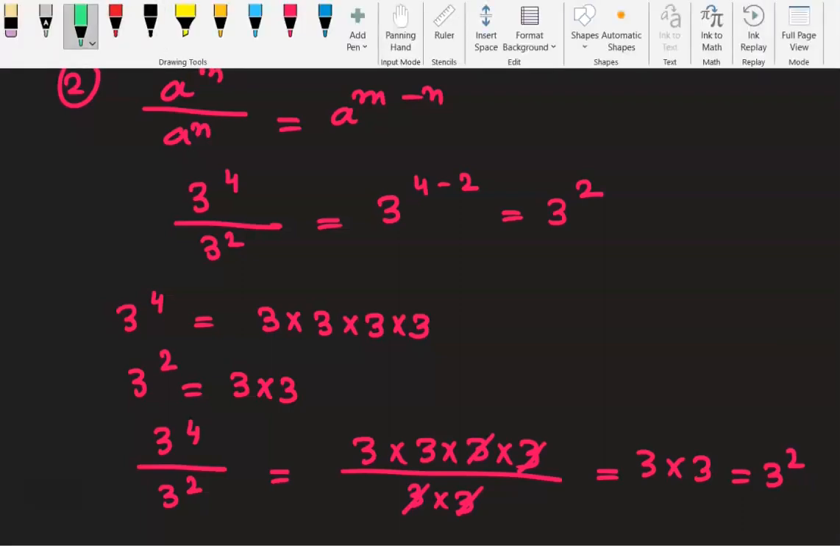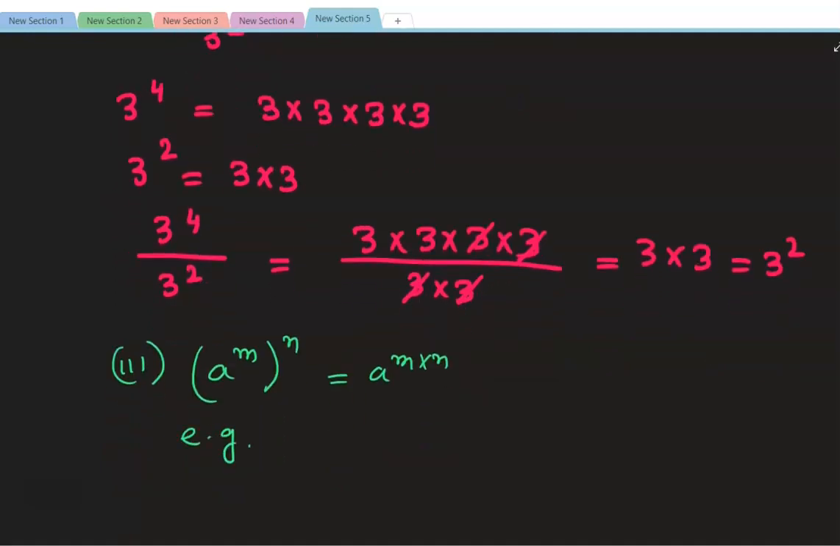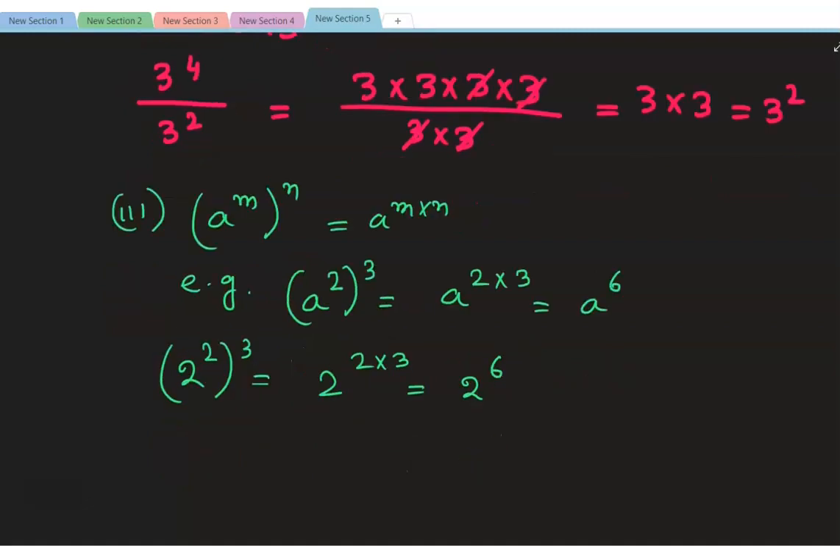Now our next law, the third: a to the power m whole to the power n, that is equal to a to the power m into n. So take an example, a to the power 2 whole to the power 3, that is a to the power 2 into 3, that means a to the power 6. Or suppose we write this as 2 to the power 2 whole to the power 3. This is 2 to the power 2 into 3, means 2 to the power 6. How does it come?